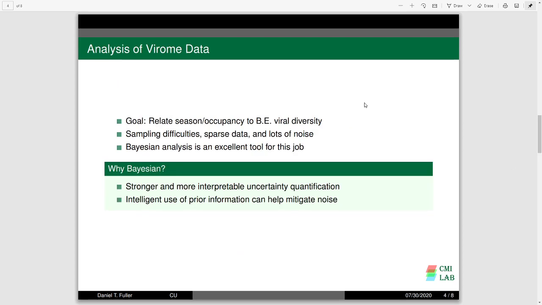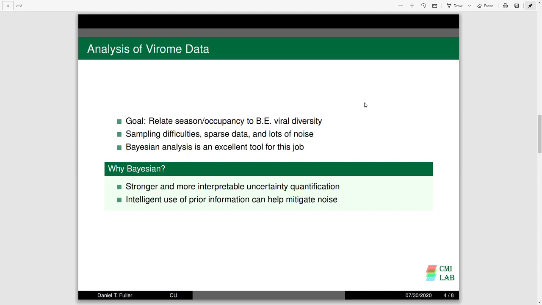Now, for our analysis of this virome data, what we're really interested in doing is relating season and occupancy to the built environment viral diversity. Troubles going forward, right? We have the sampling difficulties for the actual viruses, which leads to sparse data, which leads to lots of noise because there are so many other viruses there. And then there is the difficulty with relating viruses taxonomically because of mutations and things like that. We propose Bayesian analysis to solve these problems.